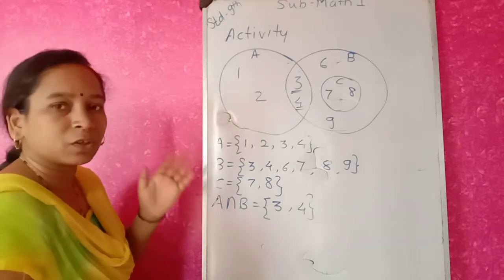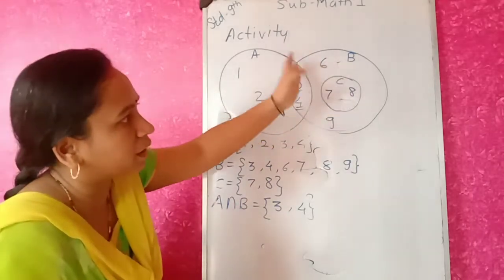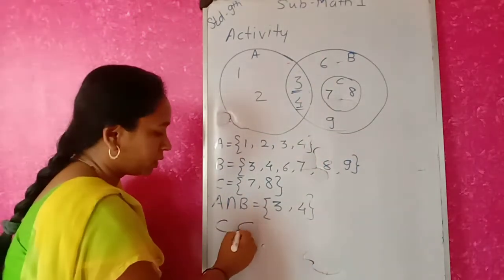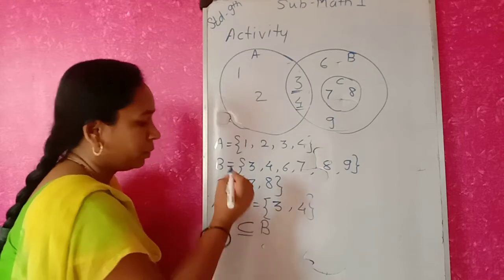Now the next part: which set is a subset of another set? Here set C completely comes inside set B. So here I can say that C is a subset of B.